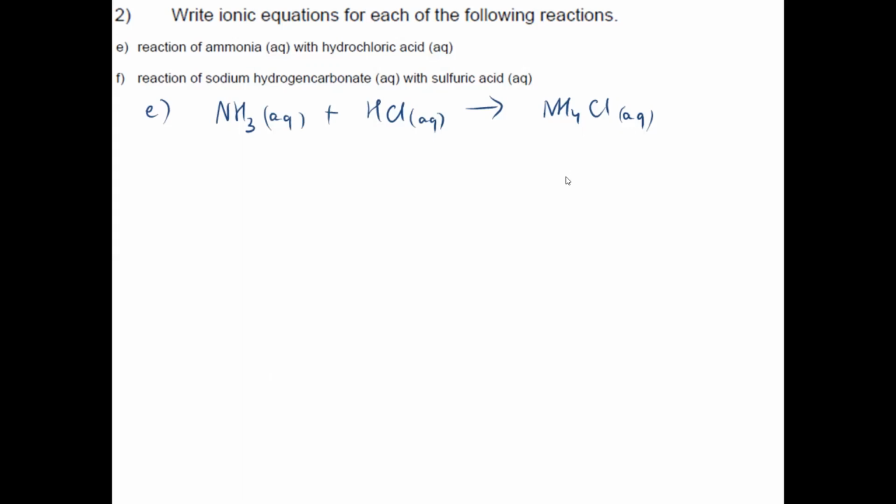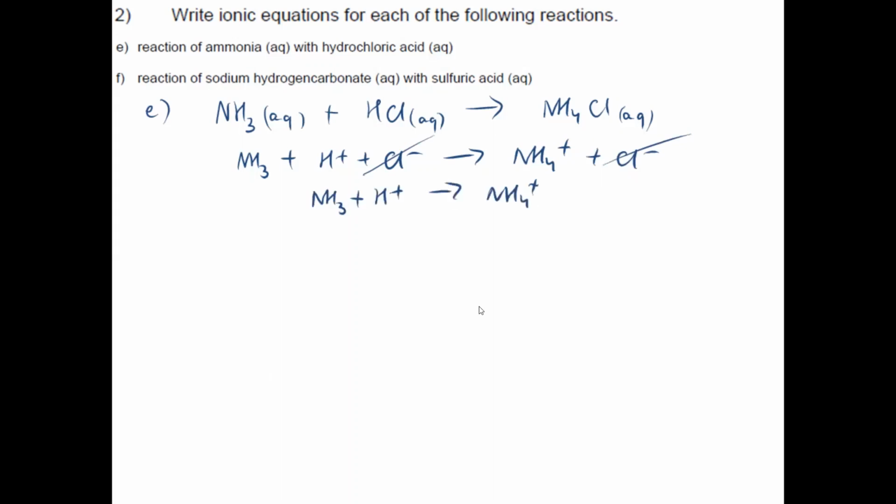Okay, so let's quickly see that's balanced. Let's do this one properly. So we've got NH3 plus H plus Cl minus gives you NH4 plus Cl minus. What happens? Cl minus cancels out, and your final reaction is this. Okay, so in this case, it was easier to do without the shortcut. F, reaction of sodium hydrogen carbonate with sulfuric acid.